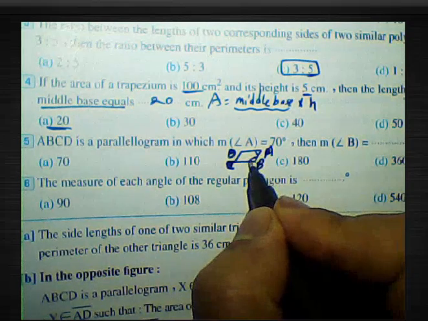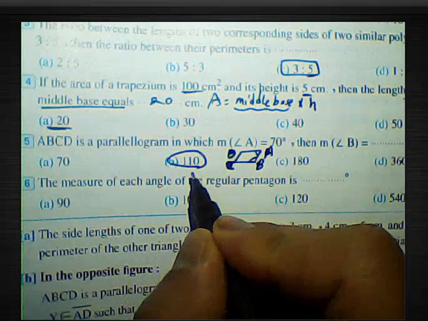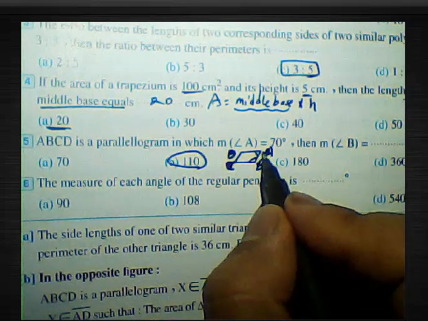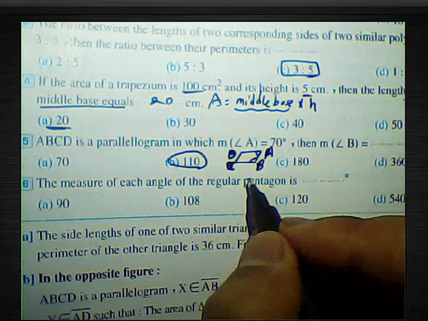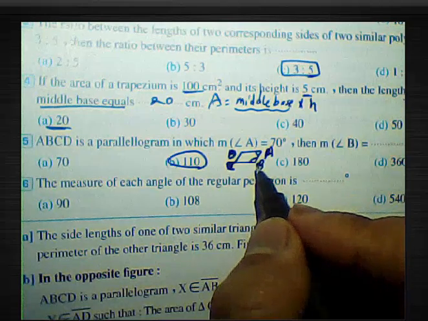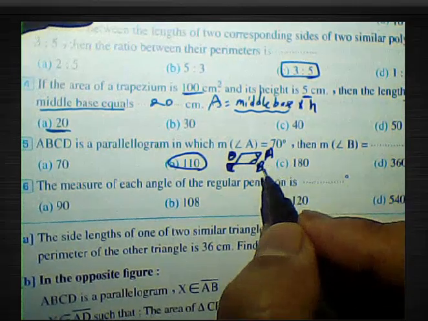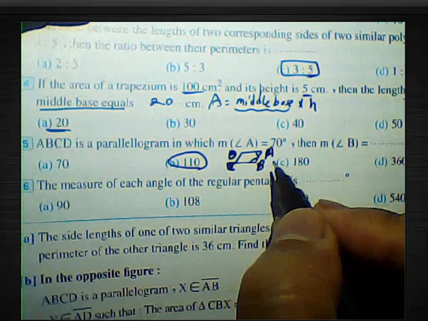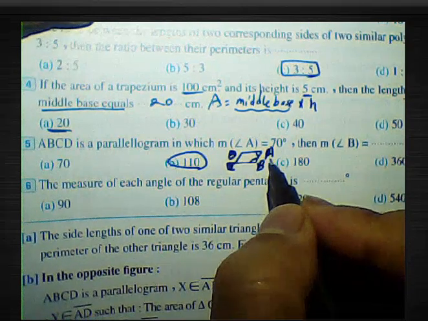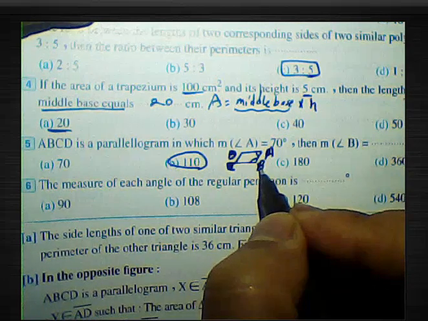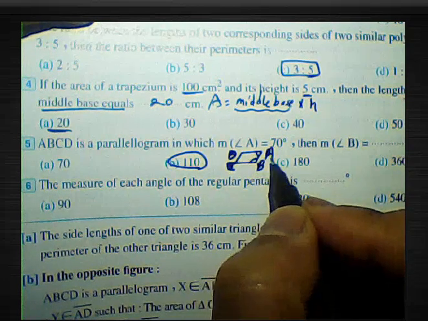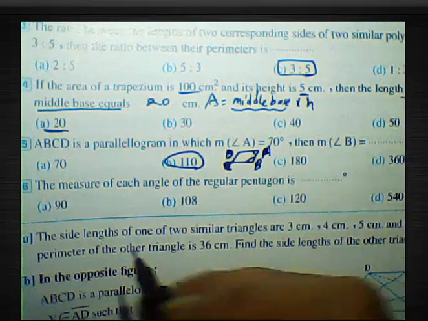Because this angle is acute, the measure of angle B equals 110, because we have two corresponding angles here, A and B, and the sum of two adjacent angles equals 180 degrees. The measure of angle A plus the measure of angle B equals 180, so 180 subtract 70 equals 110.